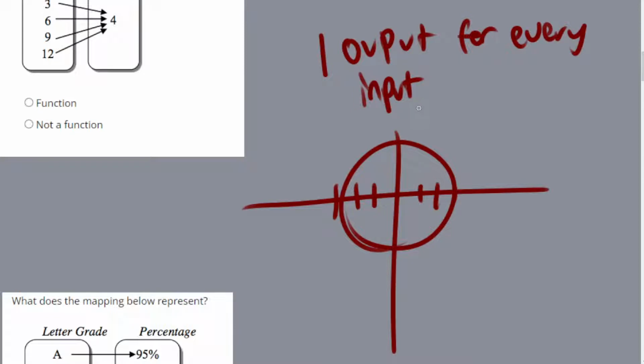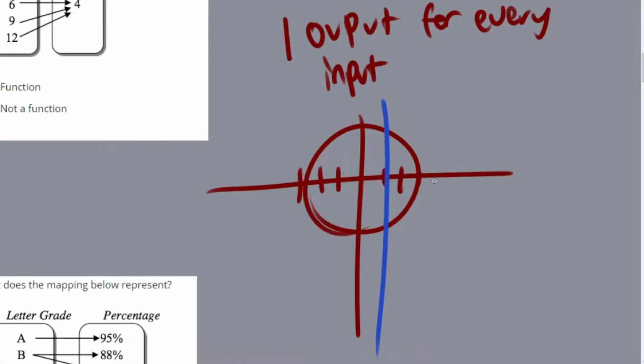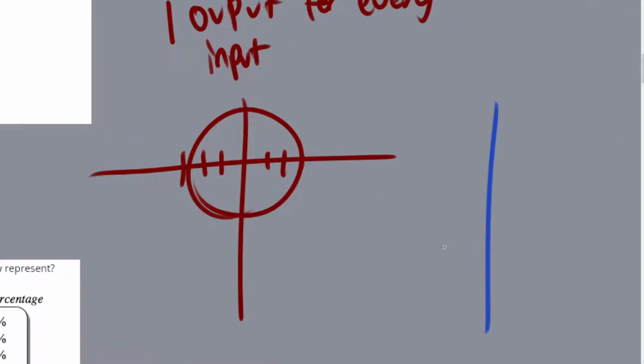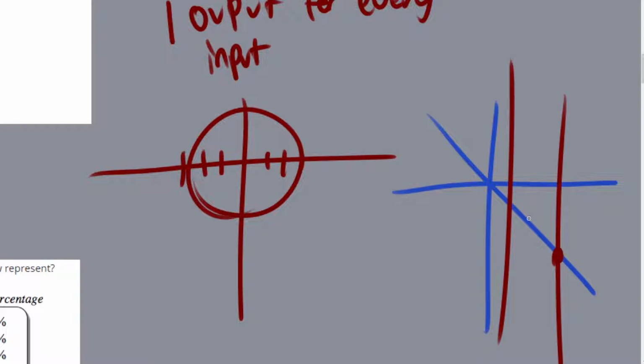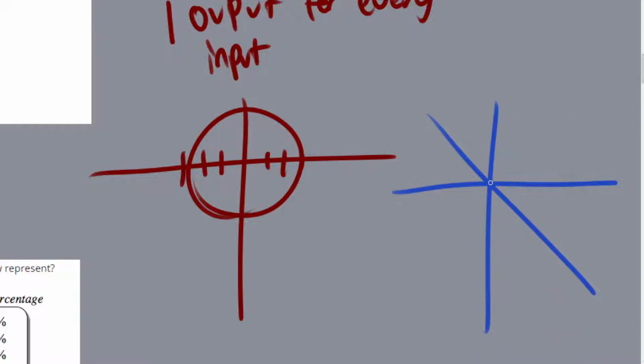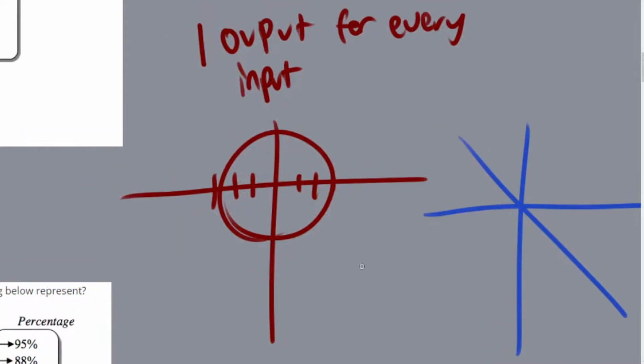And a way that we can tell if it's a function or not is to do a vertical line test. That's to say we're going to draw a line straight up and down, and if it hits more than one point on our graph, it is not a function. If it was a graph like this, we could draw a vertical line and it would only hit one point in our graph. So we cannot have two outputs for one input. We have to have one output for one input.